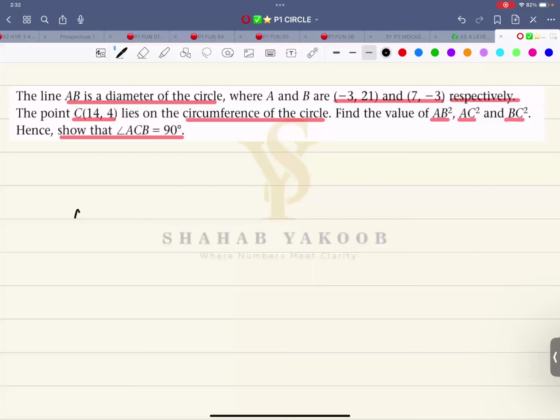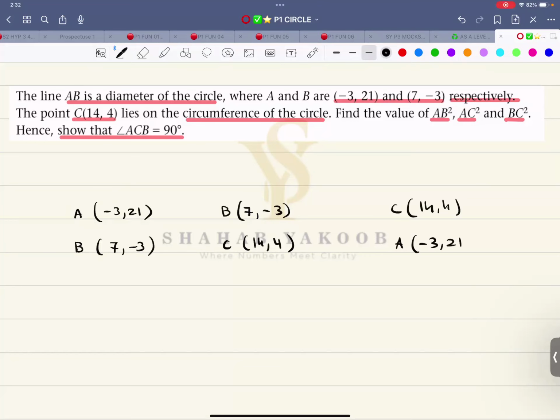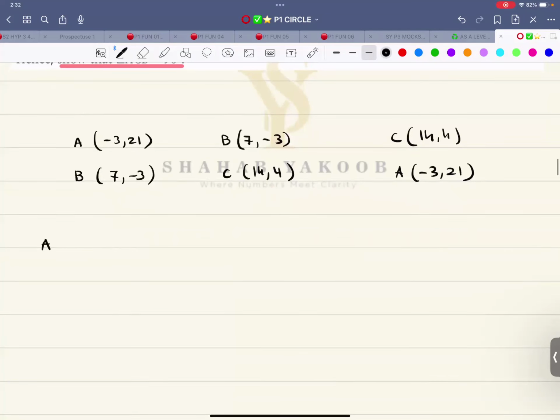So let me write over here A, which is negative 3, 21. Let me write over here B, which is 7, negative 3. Let me write C, which is 14, 4. So now AB square, the distance formula, the magnitude. So that is equal to square root. Leave the answer in the square root form.